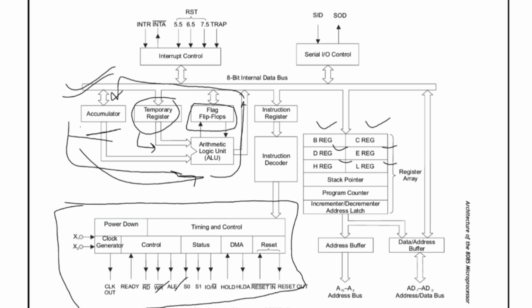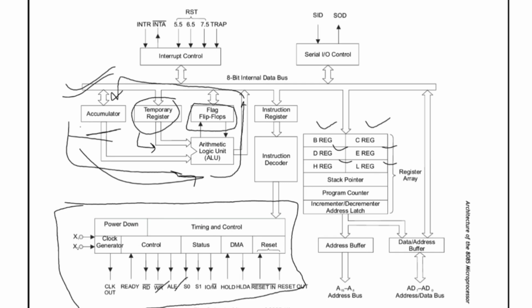Direct memory access. 8085 can directly access the memory using a DMA IC. For that purpose we use 2 pins, that is HOLD and HOLD acknowledge, and there are 2 reset pins, reset in and reset out.